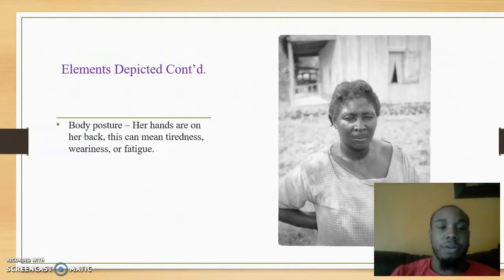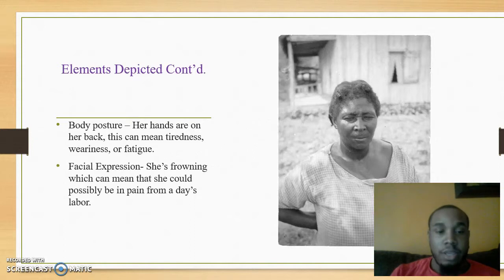Body posture. So in this picture, we see that this woman's hands are on her back. This could indicate a lot of things. She could be tired, she could be weary, she could be suffering from fatigue. If you notice in the background, this looks somewhat like a plantation, so she's probably been working all day. There are a lot of conclusions that can be drawn based off this picture.